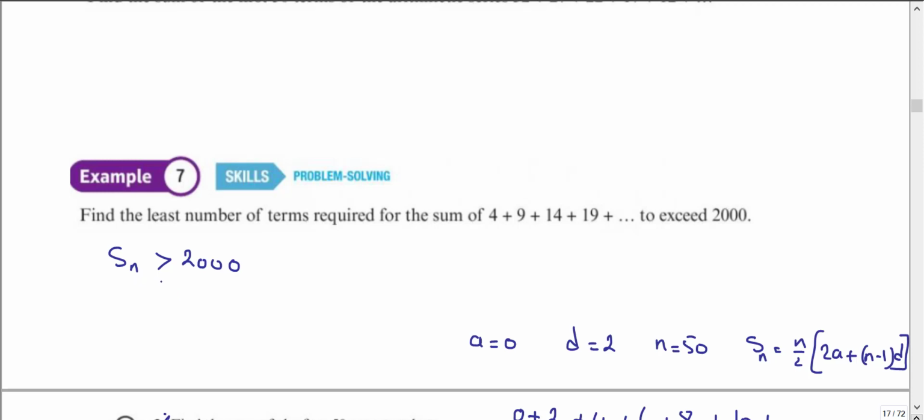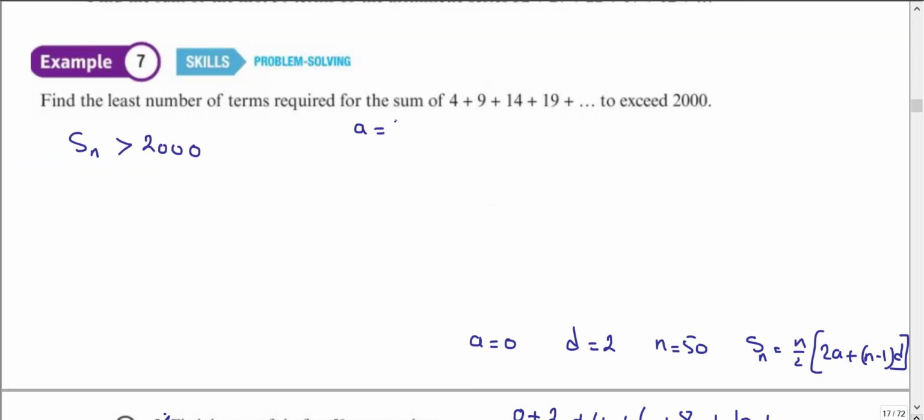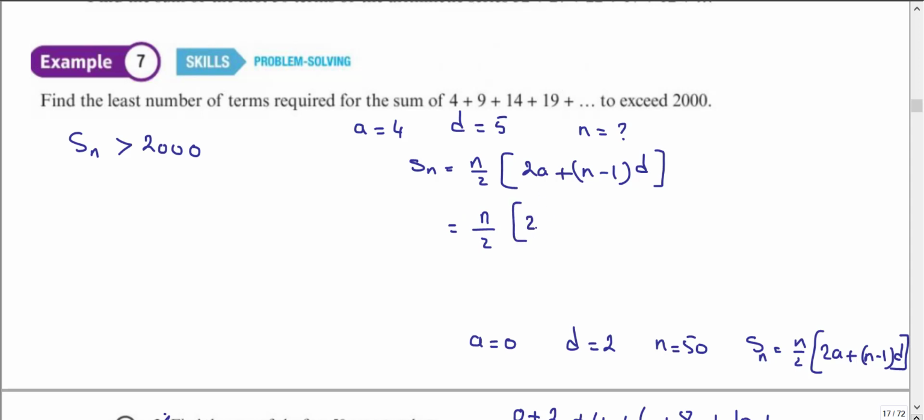What's Sn? We know the rule. First the givens. What is a in this question? a is 4, and d is 5. The number of terms is what we want. So the rule will be Sn equals n over 2 times 2a plus n minus 1 into d. We want n. A is 4, so that's 2 times 4, and d is 5.